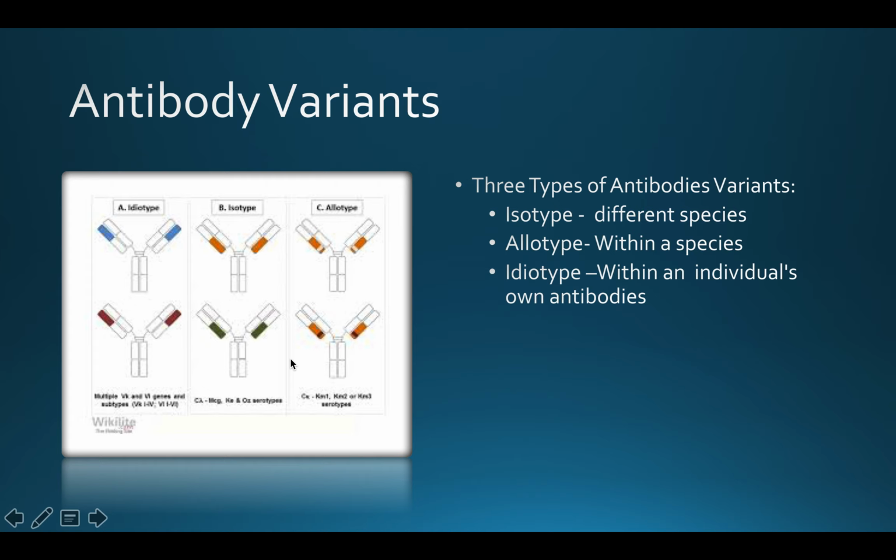Idiotype is between the variable region of the light chain. So even if you're an individual, you can have IgM, but your IgM is different than your IgA. And that's where the idiotype will come in to determine that.